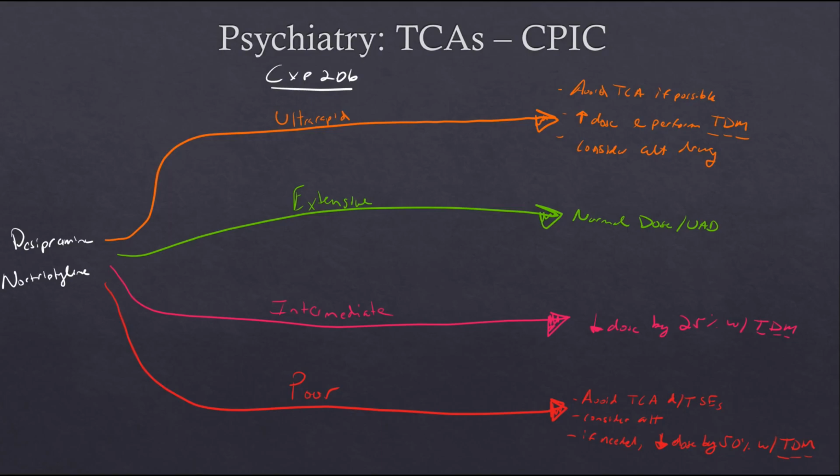Now let's transition and take a look at the combined recommendations for CYP2D6 and CYP2C19 for our remaining tricyclics that we haven't talked about. Now the recommendations for tricyclic antidepressants through CPIC using both CYP2D6 and CYP2C19 are a little more complicated. So this is going to look a little different than what I usually do, but let's go ahead and walk through it.